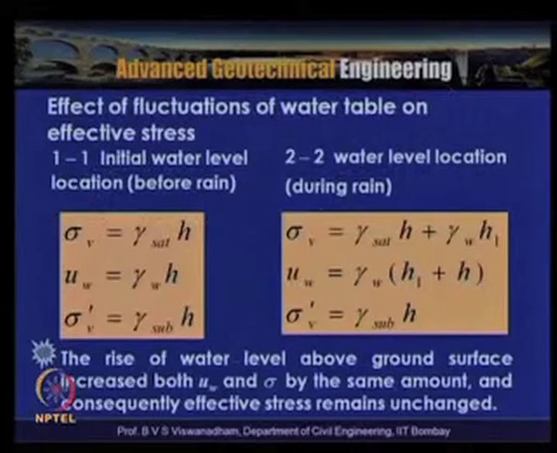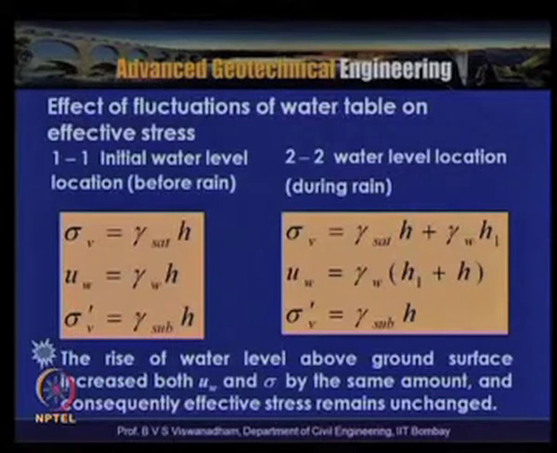Consider the initial water level location 1 before rain. Sigma V is gamma sat into H, u w is gamma w H, so the effective stress is gamma dash H. For water level location 2 during rain, sigma V is equal to gamma sat H plus gamma w H1, and u w is equal to gamma w into H1 plus H. So sigma V dash is again equal to gamma dash H. The rise of water level above ground surface increased both u w and sigma by the same amount.